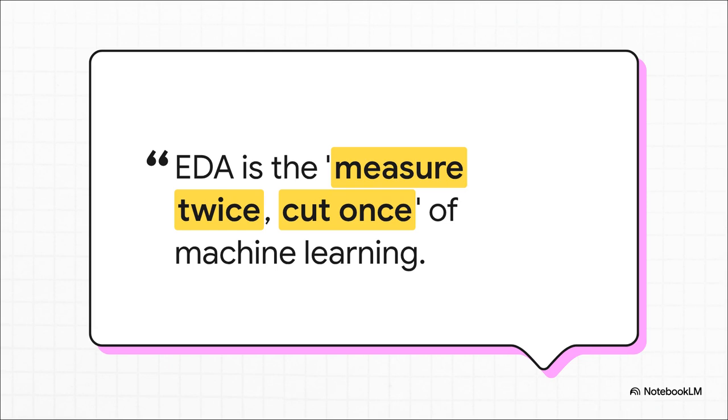I absolutely love this analogy. It is just perfect. Think about it. In carpentry, if you measure wrong, you waste wood, right? Well, in machine learning, if you skip a thorough EDA, you are creating a mountain of technical debt for yourself. It means you're going to waste just massive amounts of time and compute power trying to fix flawed models that were built on data you didn't really understand in the first place.